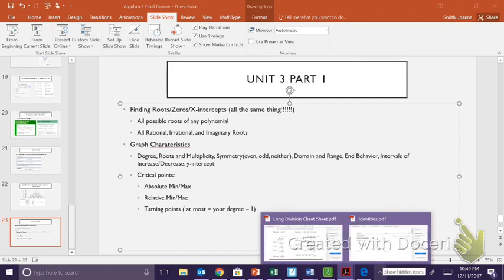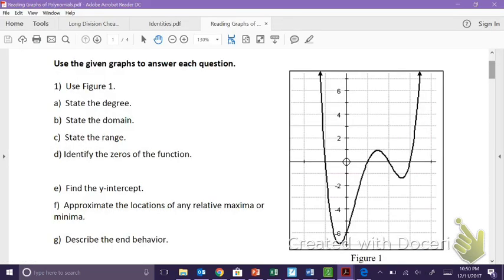pause for a moment. Let me find this. Okay, so I found it on my computer. It took me a second. We're going to look at this. It's given to you. This is one that's given to you. You're going to have it both ways. You're going to have it when it's given to you and when it's not.